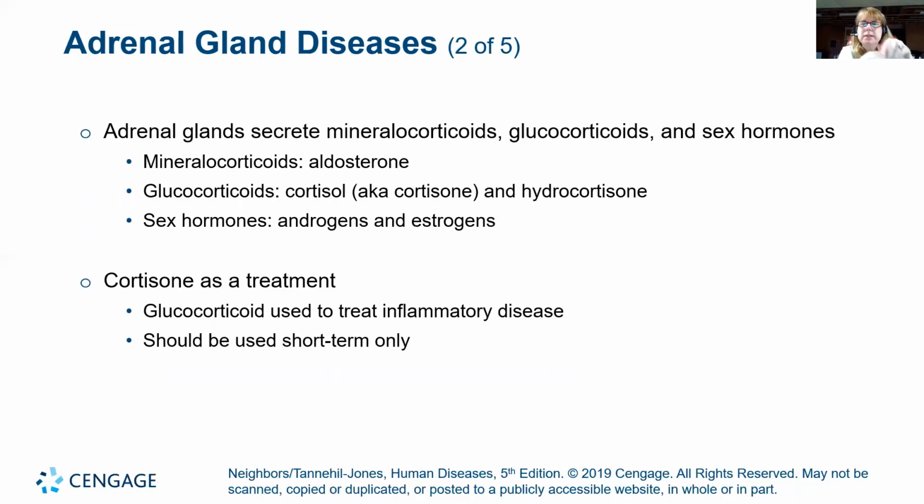So the adrenal glands secrete mineralocorticoids, glucocorticoids, and sex hormones. So the biggest mineralocorticoid you need to know is aldosterone. Okay. The biggest glucocorticoid is cortisol, okay, which is also known as cortisone and hydrocortisone. Yes, our bodies make their own small amounts of those. And then the sex hormones are the androgens and the estrogens, okay?